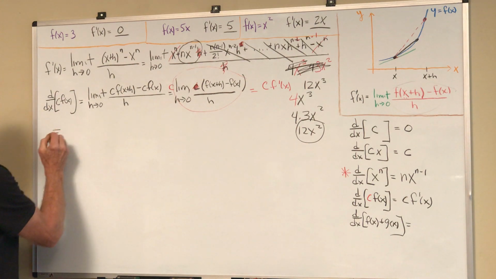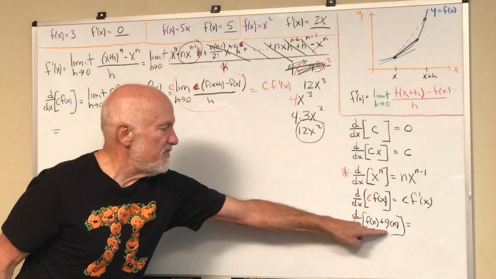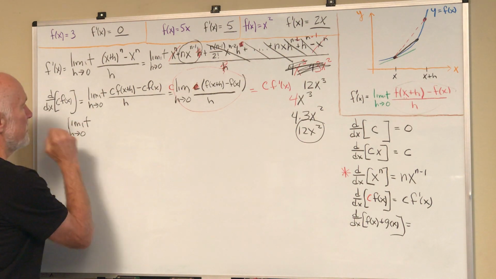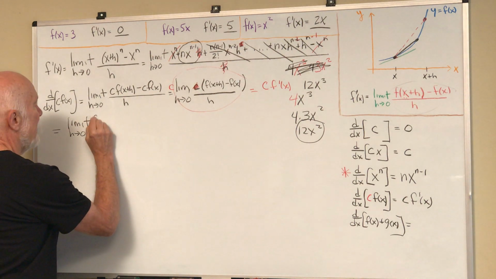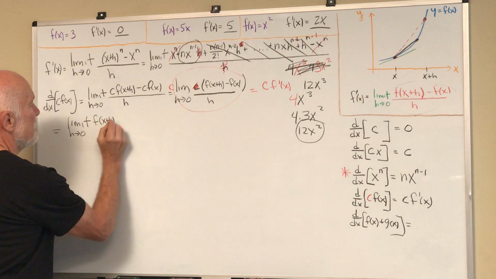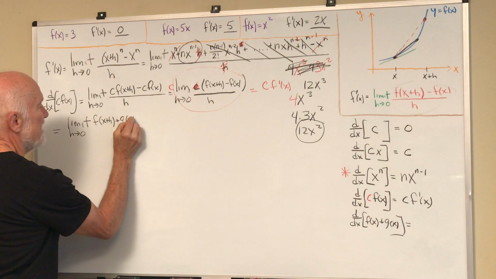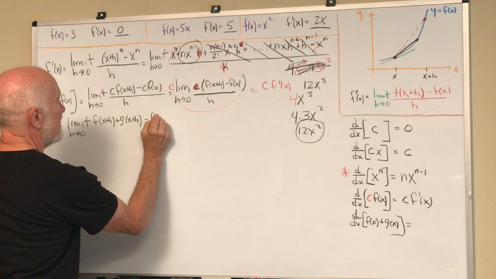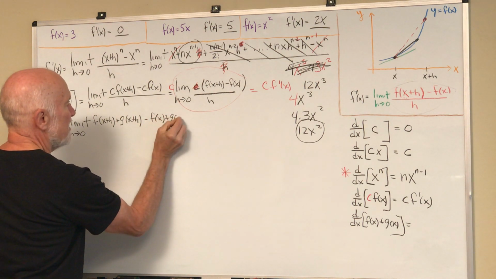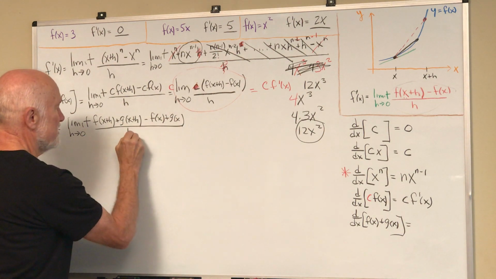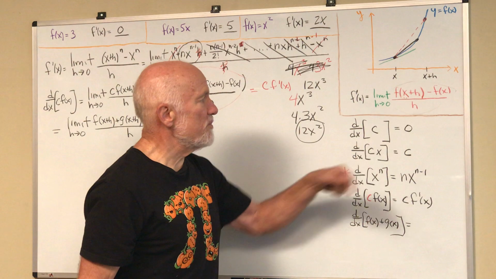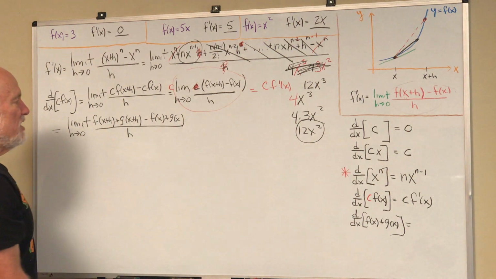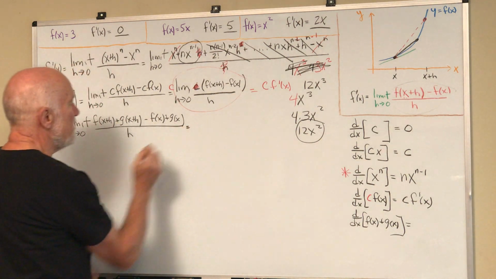Well, I'm not going to write it again. If I want to take this, I'm going to put the limit as h approaches 0, and now I get f of x plus h plus g of x plus h minus f of x plus g of x all over h. Again, I'm just using this formula, but putting in place of f of x, now I have f of x plus g of x.